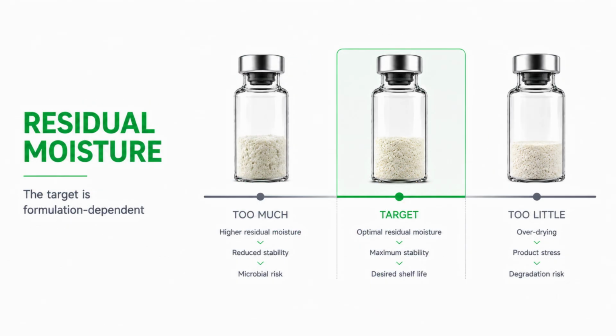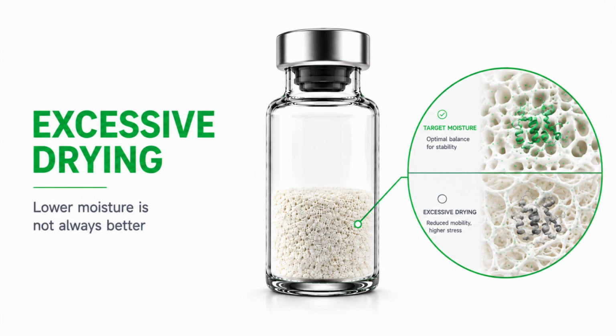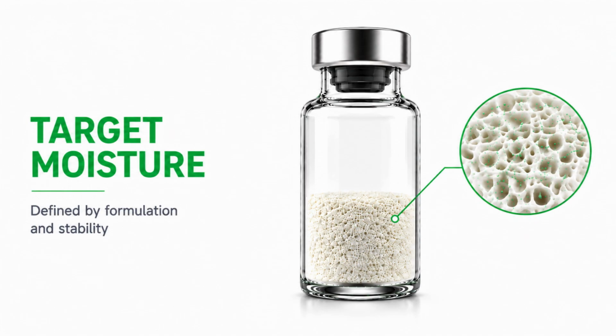An important point is that the goal is not necessarily zero moisture. Too much residual water can affect stability, but excessive drying may also be undesirable for some formulations. The appropriate moisture level is therefore formulation dependent. Secondary drying is not about removing as much water as possible. It is about reaching the right moisture state for the product.